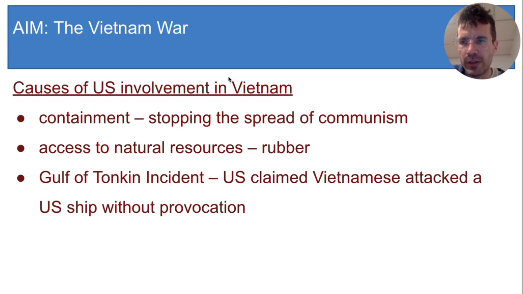And the last reason is called the Gulf of Tonkin incident, and that's when, in 1964, the US government claimed that a North Vietnamese ship had attacked a US Navy ship without provocation. Without provocation means that the US did nothing to provoke or cause the attack. Anyway, that's what LBJ and the US government claimed, and they used this attack to justify further involvement in Vietnam. But Johnson's claim that the attack was unprovoked was later proved false, and you'll learn more about that in class.